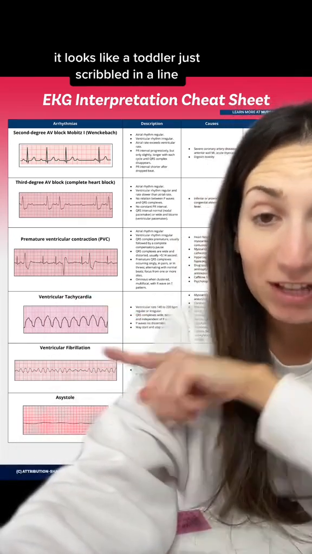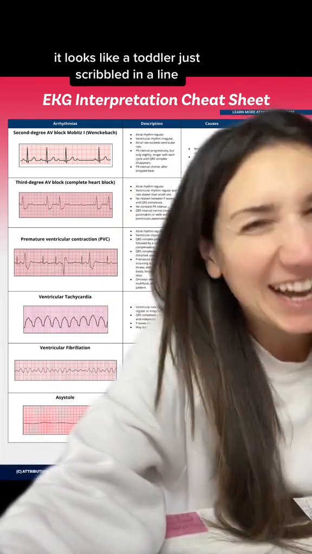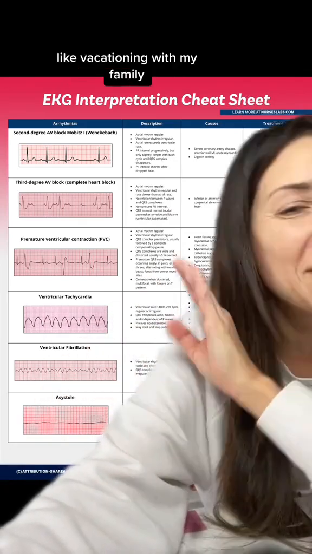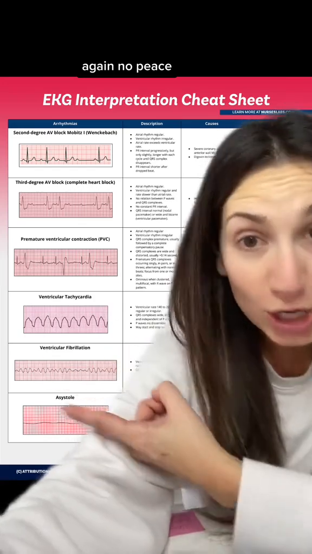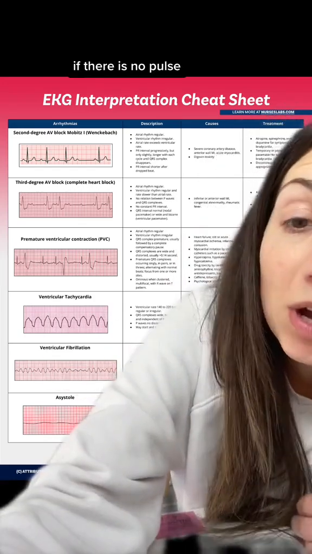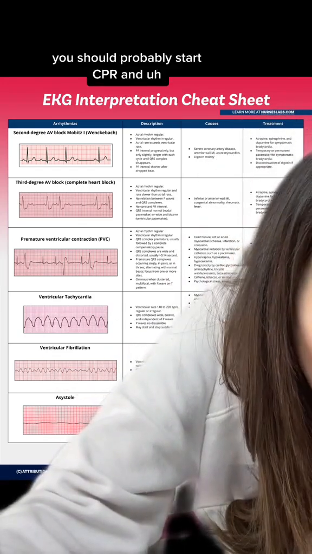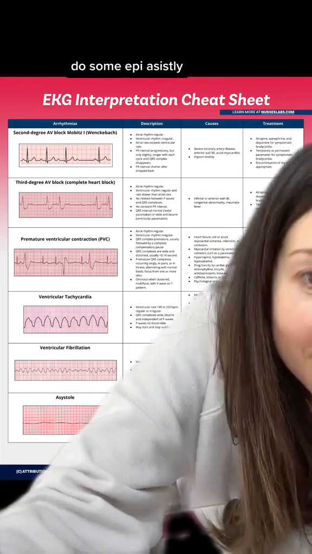This is VFib. It looks like a toddler just scribbled in a line. Rapid and chaotic, like vacationing with my family. Again, no P's. If there is no pulse, you should probably start CPR and do some epi.